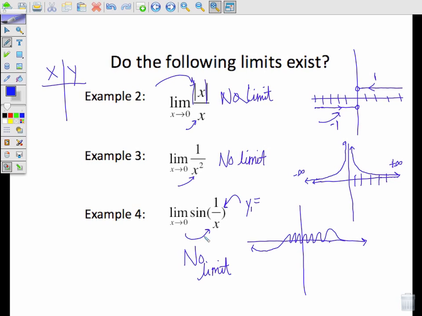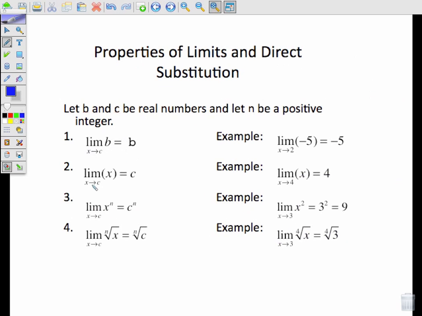All right, the next thing we're going to look at is how we do some evaluating of a limit. There are some properties. There are 4 properties here. You might want to pause the video and write down these 4 properties along with the example that they go with. The first property is taking the limit of b as x approaches c. Basically, what you do is you substitute c into the function. Since b here is a real number, something like 10, the limit would just be itself. Okay, here's our example. The limit as x approaches 2 of -5.